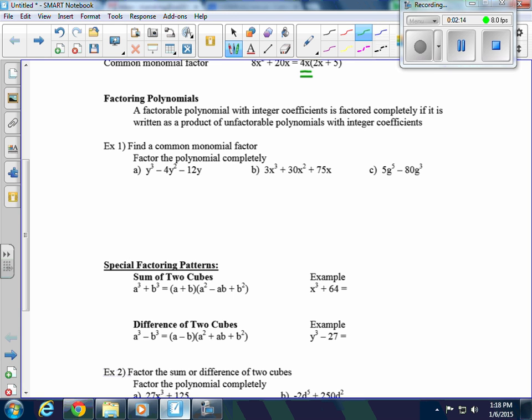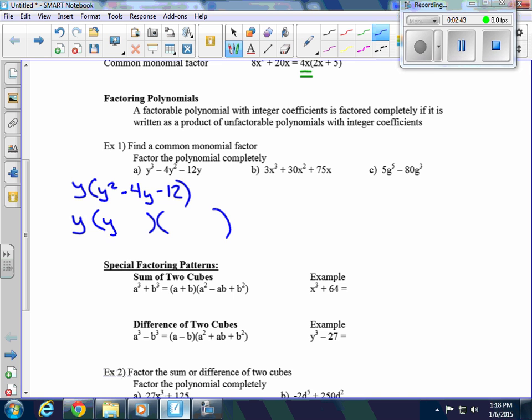We want to find a common monomial factor. So the first thing we're going to look at these 3 terms. And I see, oh, they all have a y. So I'm going to factor out a y. So we take out a y. Now we're going to have y squared minus 4y minus 12. And then we have to check, can I factor that further? Well, the y, there's nothing we can do about that. That's simplified. The only other thing we could try is see, does this trinomial factor?